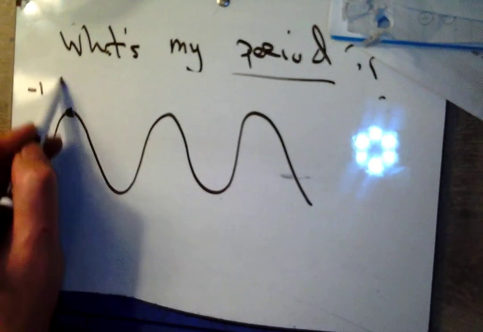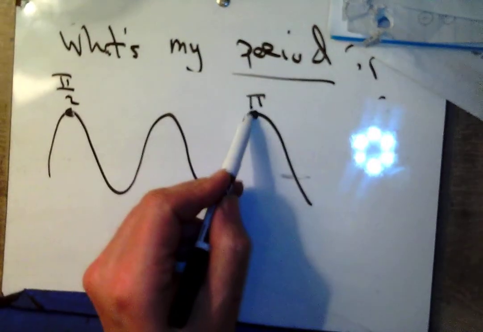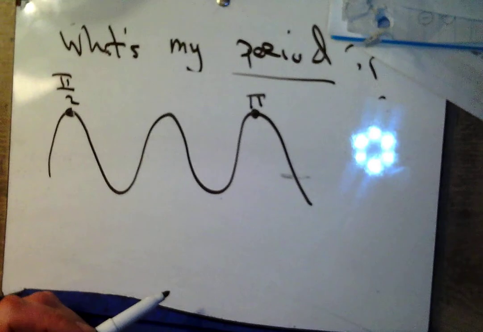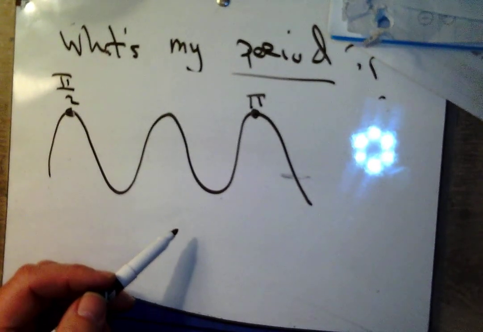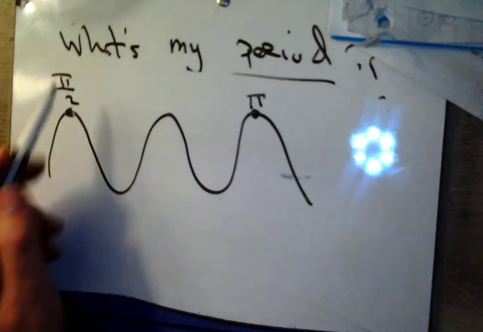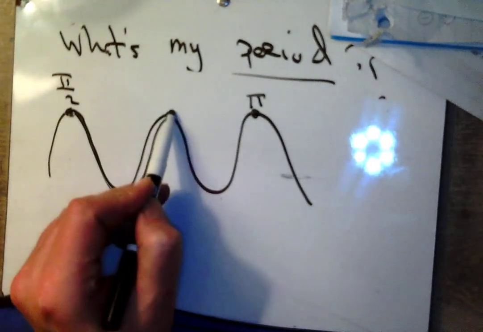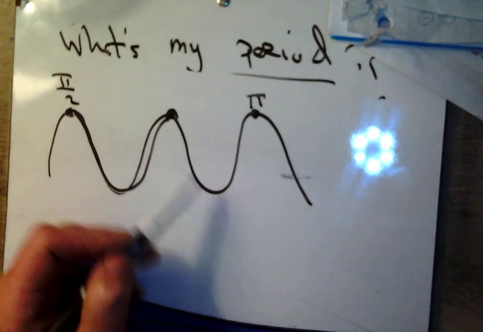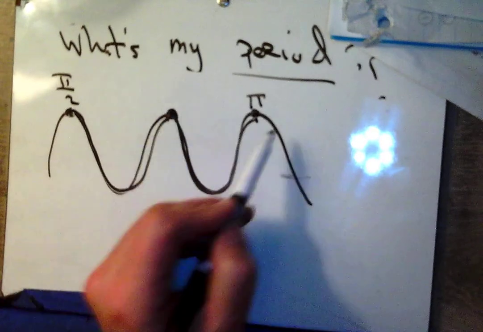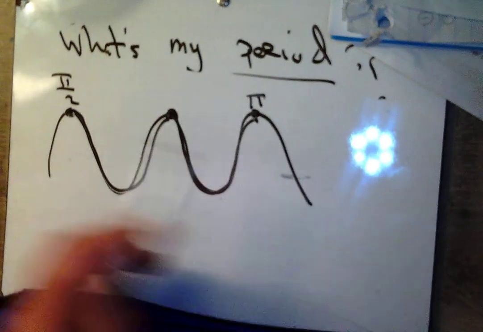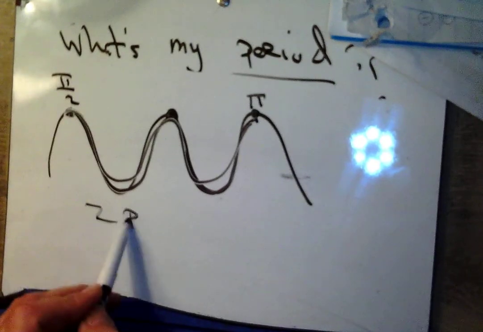We know that this is pi over 2, and that this is pi. Okay, so what's my period? Well, so here's the thing. This can be the start of a period, but that's the end of the period. Because after this, I'm repeating myself. This could be the start of a period, and that's the end of a period. So what I'm really looking at here is 2 periods.